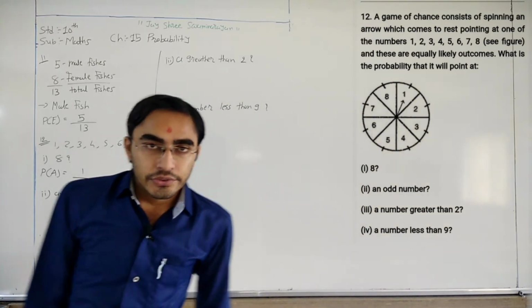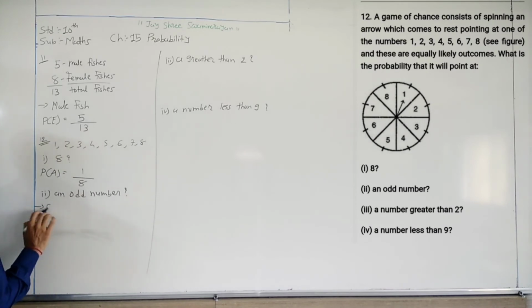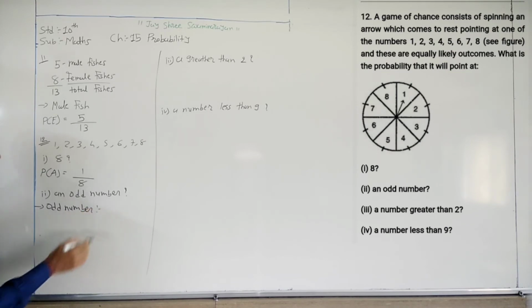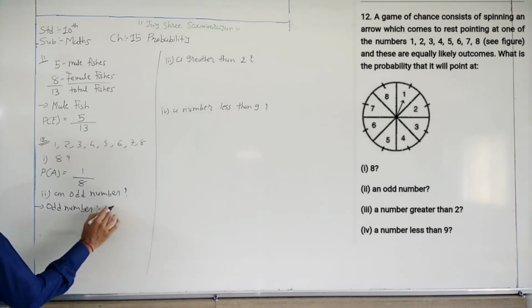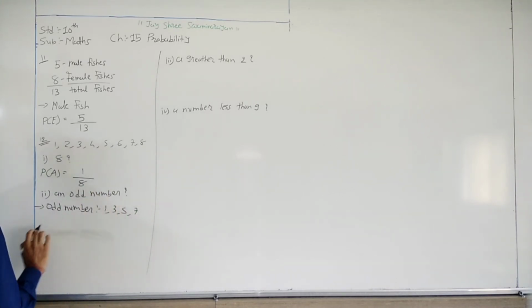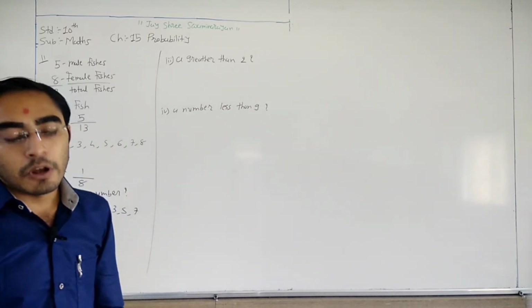Okay? Then, the second question, for an odd number. We need to find the probability for an odd number. So here, how many odd numbers do we have? First of all, just check out the odd numbers: 1, 3, 5, 7, right? These are the odd numbers. Now we need to find the probability for an odd number. So how many total outcomes do we have here?